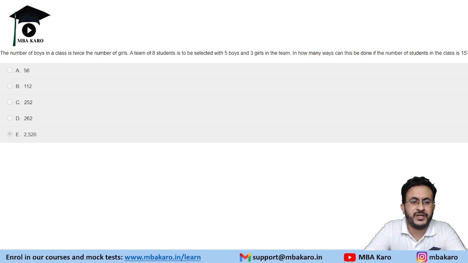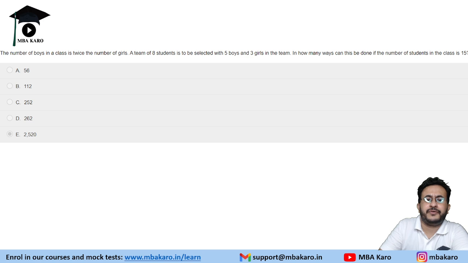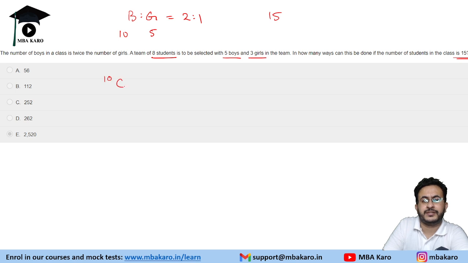Let's move on to the next question. It says that the number of boys in a class is twice the number of girls. A team of 8 students has to be selected with 5 boys and 3 girls in the team. In how many ways can this be done if the number of students is 15? Boys is twice the number of girls, so if there are 15 students, there will be 10 boys and 5 girls. So we need to select 5 boys out of 10 and 3 girls out of 5. That is the number of ways of selecting the team.